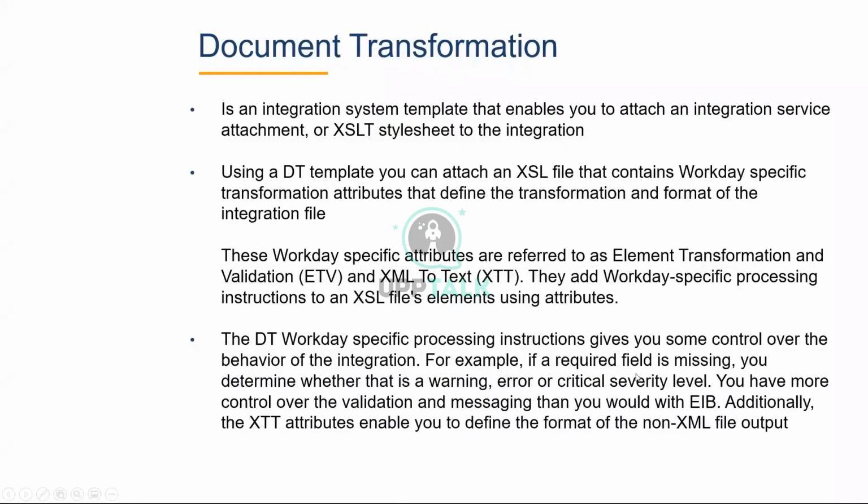For example, if a required field is missing, you determine whether that is a warning, an error, or critical severity level. You have more control over the validation and messaging than you would with an EIB. In EIB, it's a completely set format. You don't have much control over what is being given as an error or what is coming out as an output. Additionally, XTT attributes enable you to define the format of the XML file output as well.